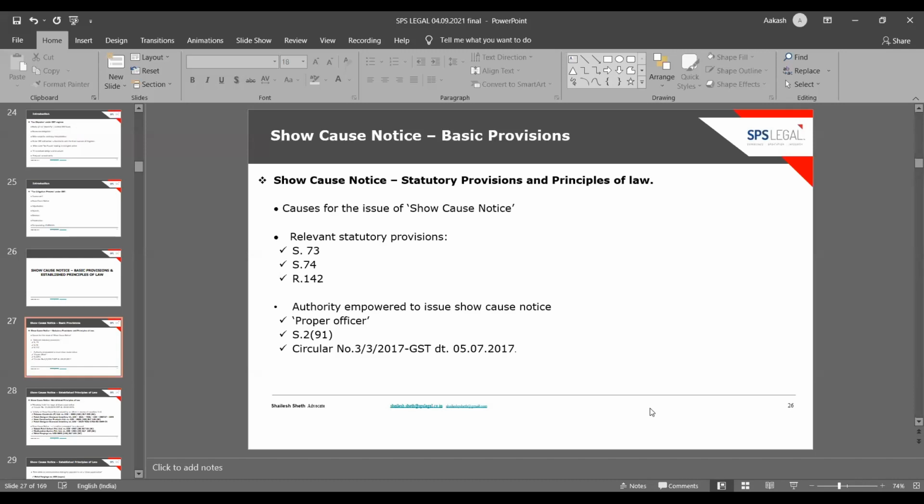Similarly, the commissioner has also not been designated as an officer who can issue a show cause notice and adjudicate the matter. I'll come to that at a later point of time. This is an interesting departure from the erstwhile practice being followed under excise, customs, and service tax.